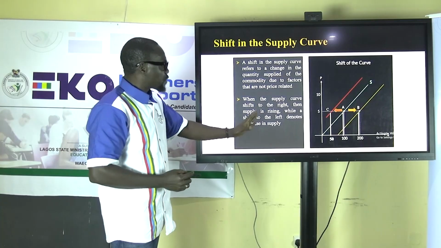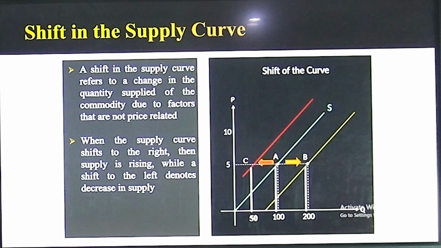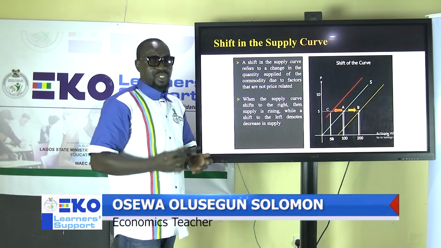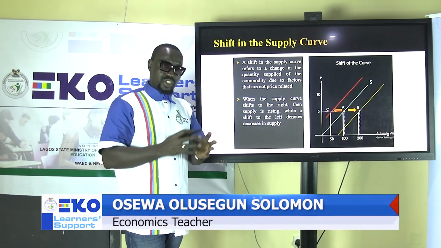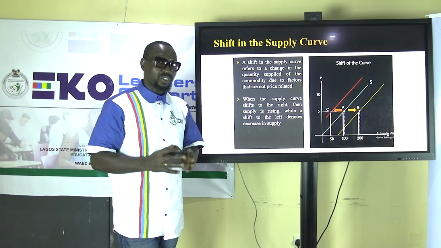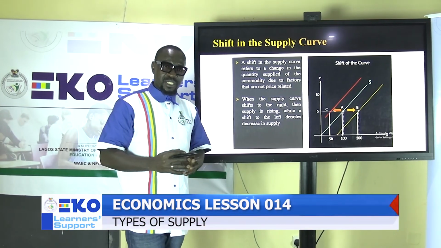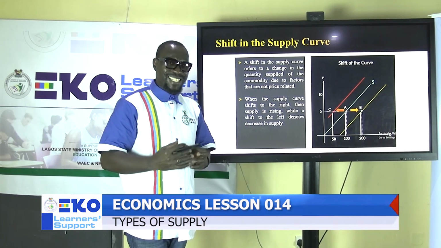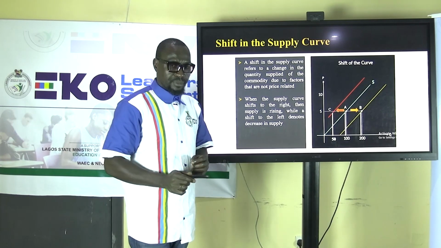And when the supply curve shifts to the right, then supply rises. In other words, the quantity supplied increases. When it shifts to the left, the quantity supplied reduces or drops. To recap, change in supply can occur either as a result of a change in price or as a result of changes in other factors other than price. When it is as a result of a change in price, we see it in a movement along a given supply curve.